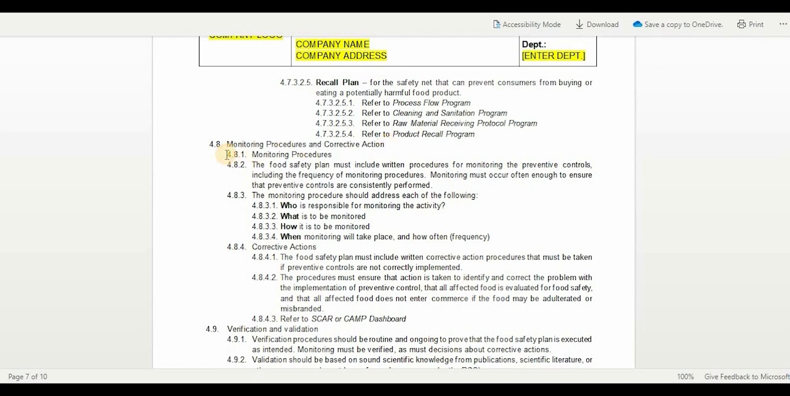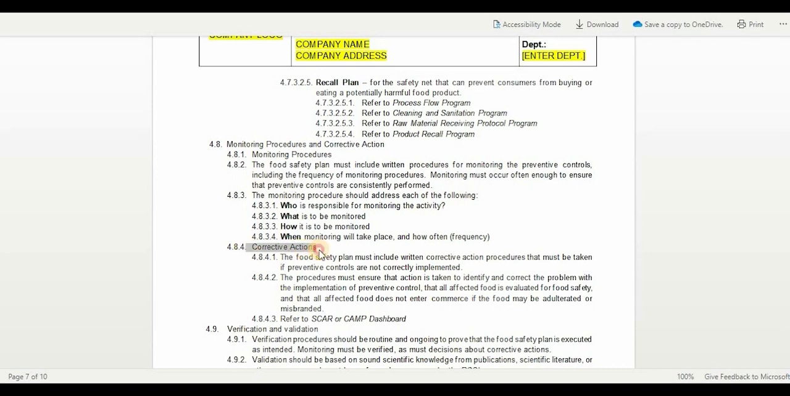1. Monitoring procedures. 2. The food safety plan must include written procedures for monitoring the preventive controls, including the frequency of monitoring procedures. Monitoring must occur often enough to ensure that preventive controls are consistently performed. 3. The monitoring procedures should address each of the following. 1. Who is responsible for monitoring the activity? 2. What is to be monitored? 3. How is to be monitored? And 4. When monitoring will take place and how often.